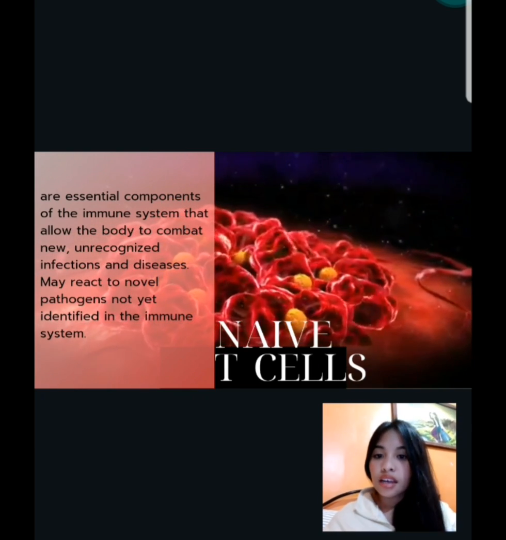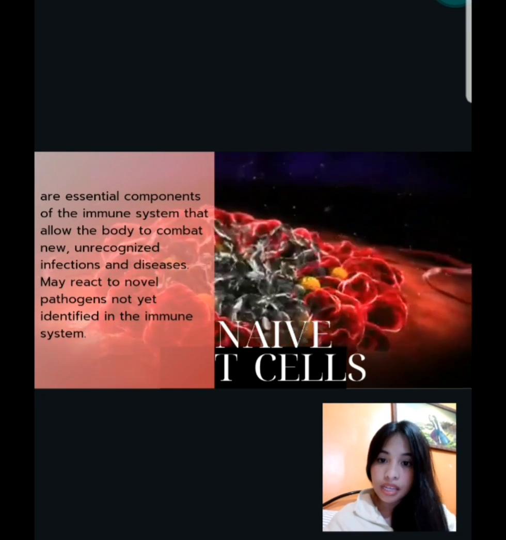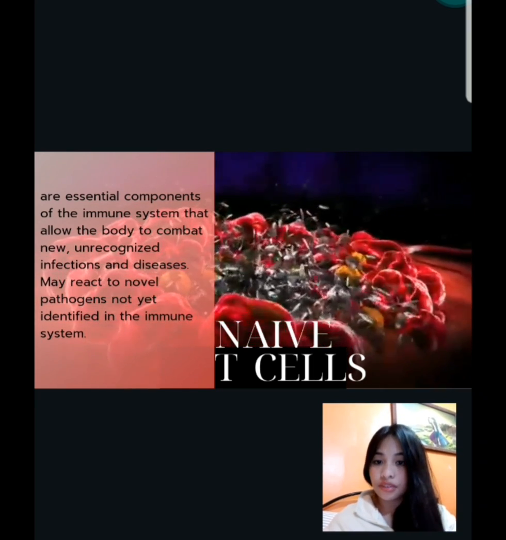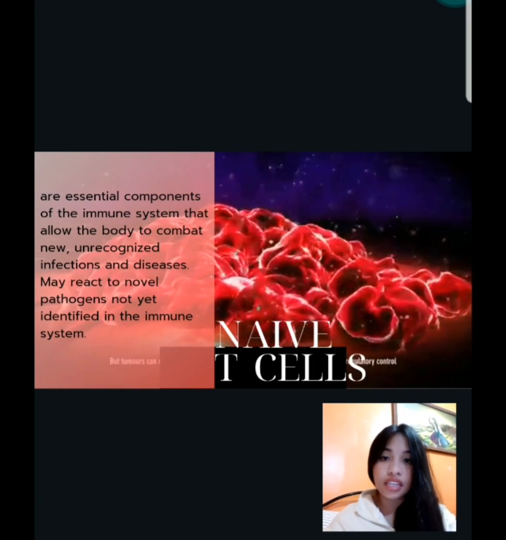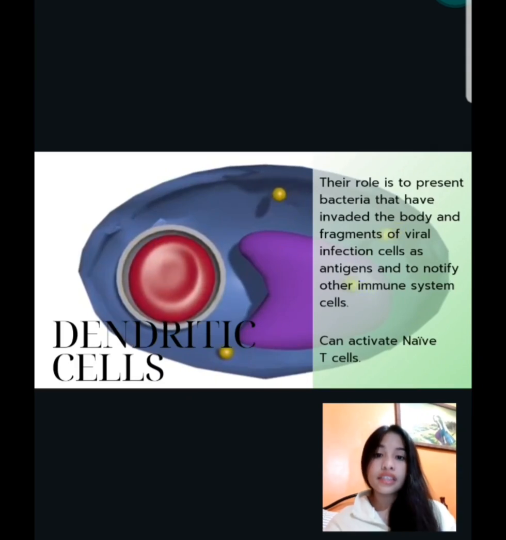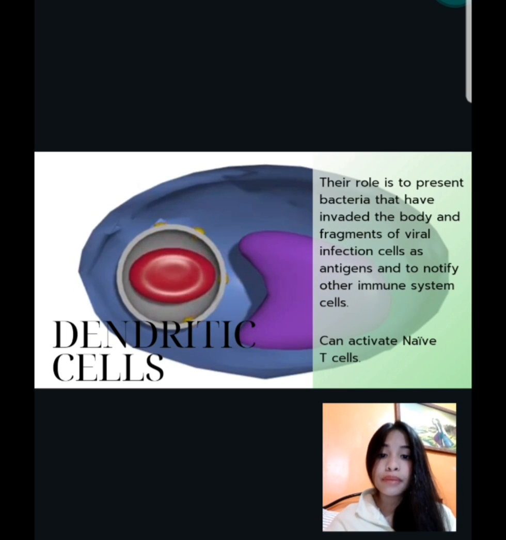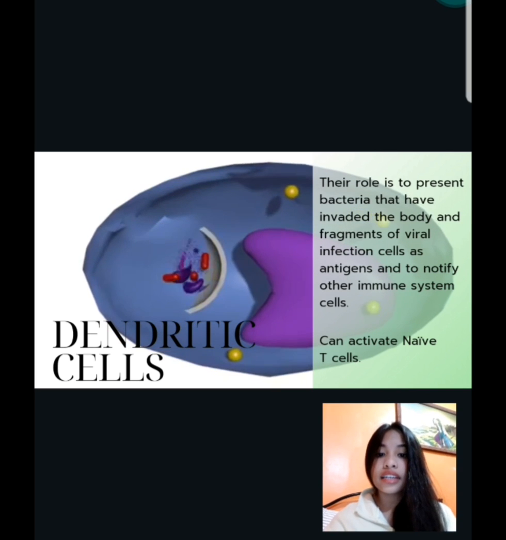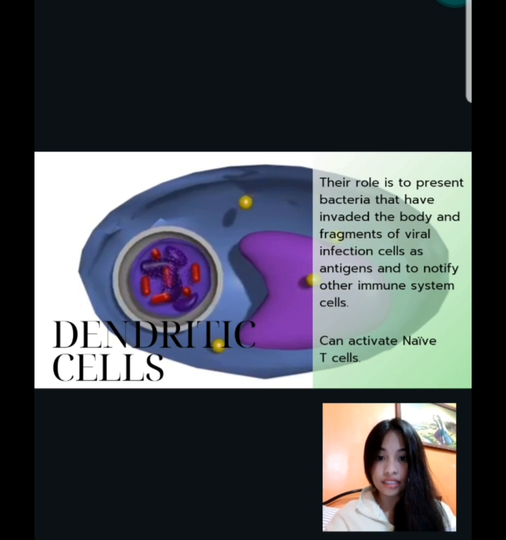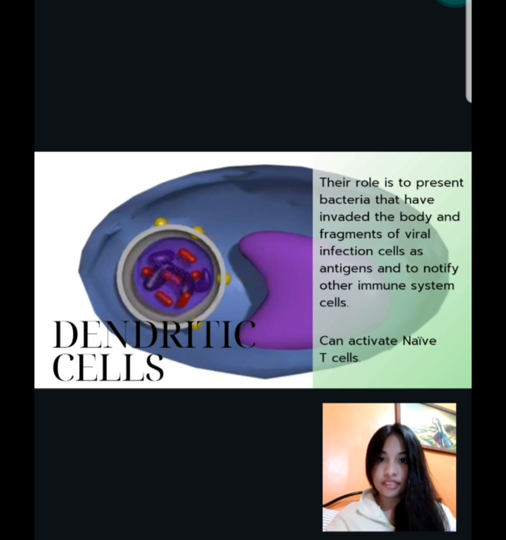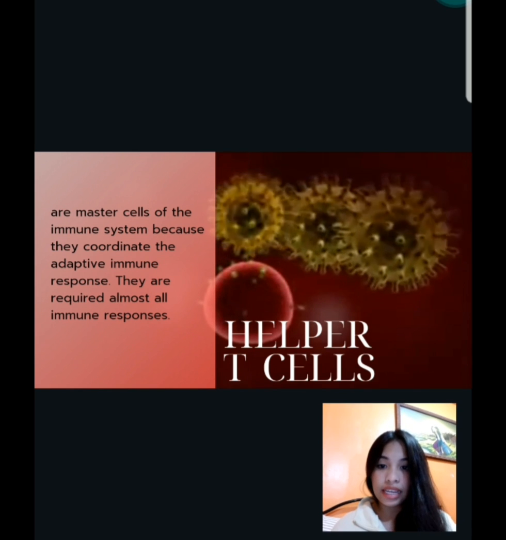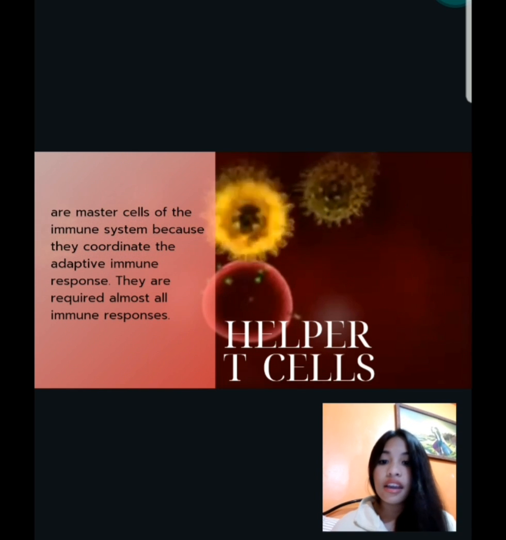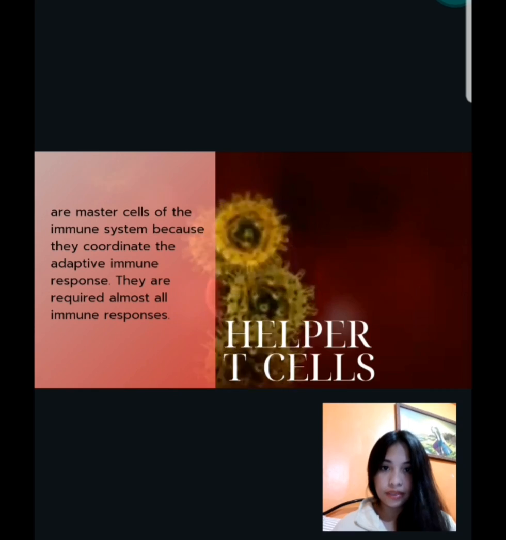Naive T cells are essential components of the immune system that allow the body to combat new and recognized infections and diseases, and may react to novel pathogens not yet identified in the immune system. Dendritic cells' role is to present the bacteria that have invaded the body and fragments of viral infected cells as antigens and to notify other immune system cells. They can activate naive T cells. Helper T cells are master cells of the immune system because they coordinate the adaptive immune responses. They are required in almost all immune responses.